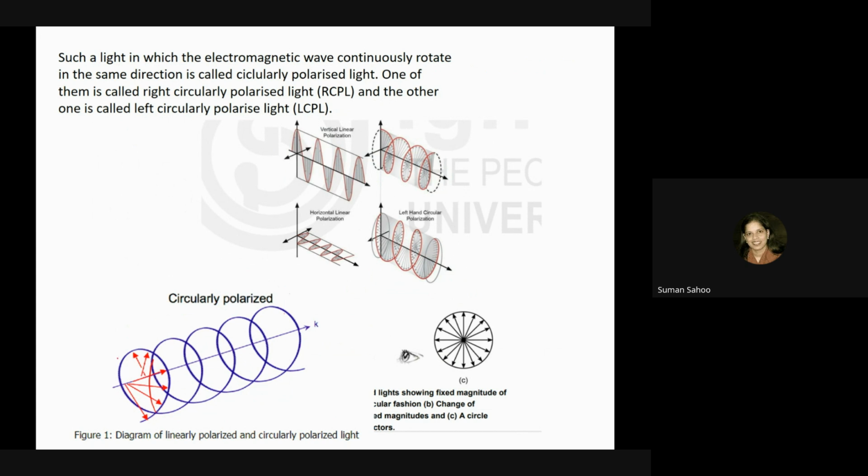Now, circularly polarized light can be of clockwise direction, or it can be of anti-clockwise direction. It can be right circularly polarized, going like this, or it can be going in the other direction, which is called left circularly polarized light.